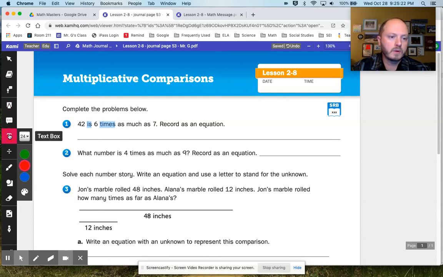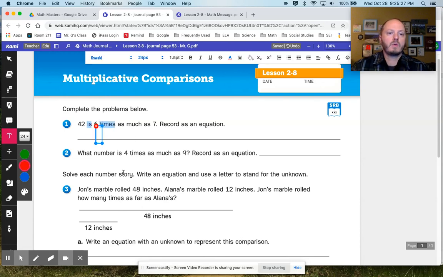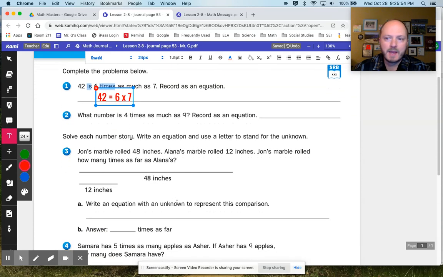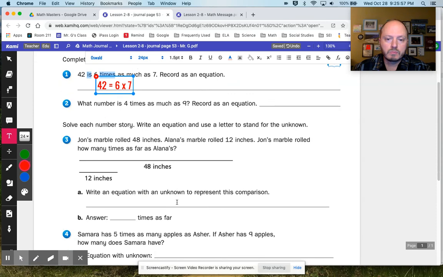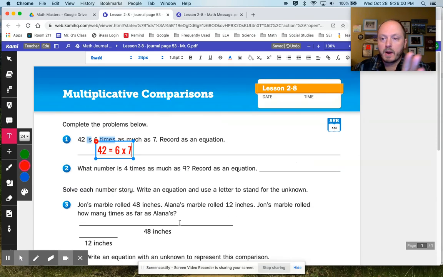So if we were going to write a multiplication equation for this, we have 42 is equal to 6 times 7. See how that works? So we have 42 is 6 times as much as 7. There you go. So test that out. Think about using that idea and applying it to the rest of this page. We're going to be practicing these more.